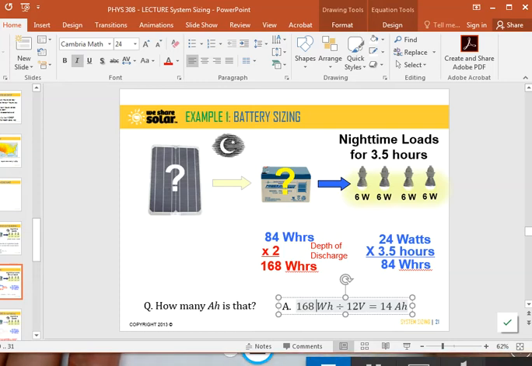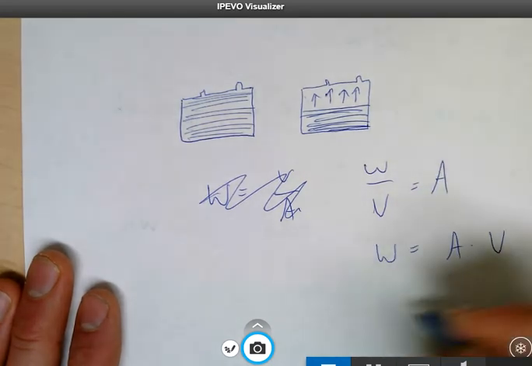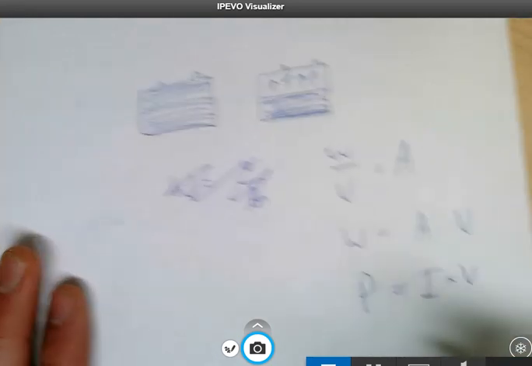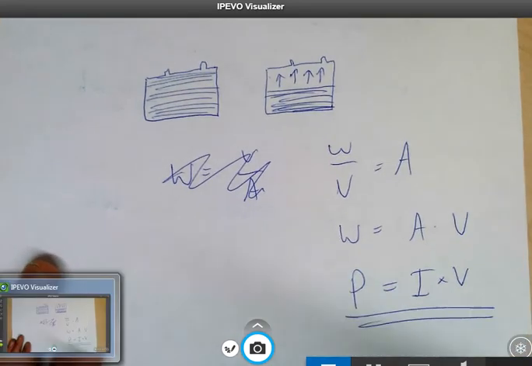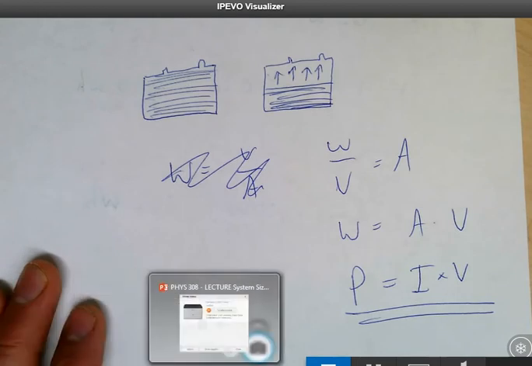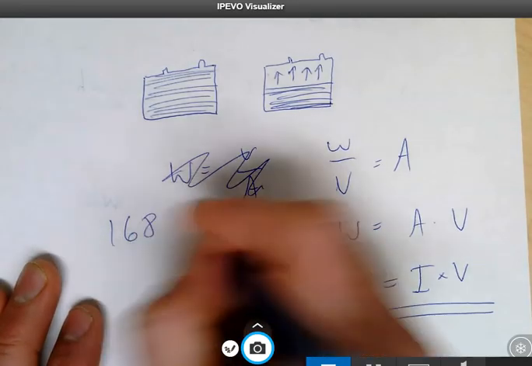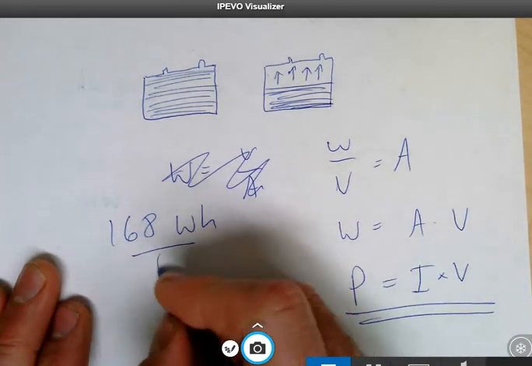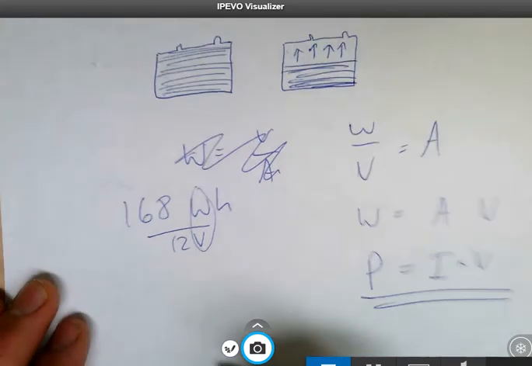A watt divided by a volt is equal to an amp. One way to remember that: if a watt is equal to an amp times a volt, that's like P equals I times V, so that's our old power equation. In other words, if you have something that is 168 watt hours and you want it in amp hours, we divide by the 12 volts, and a watt divided by a volt is going to be an amp.